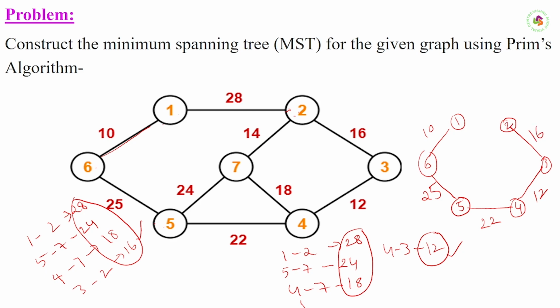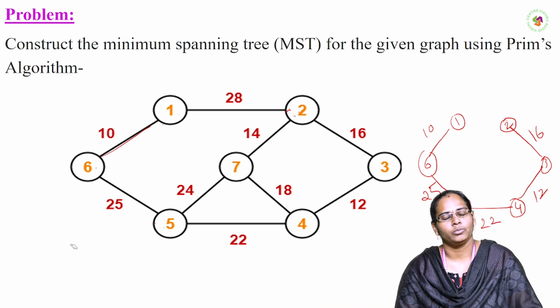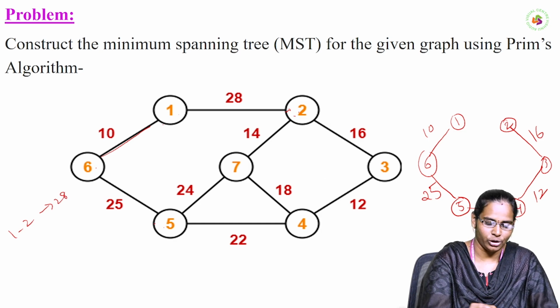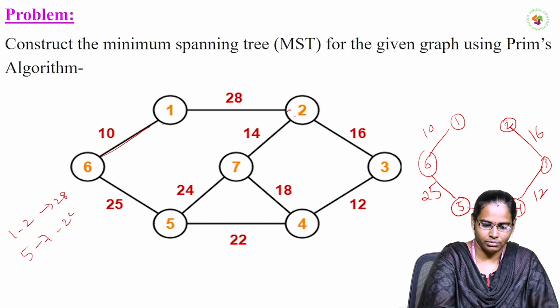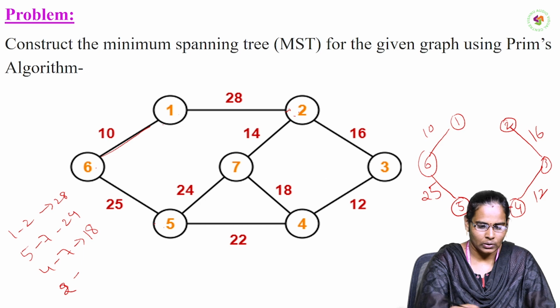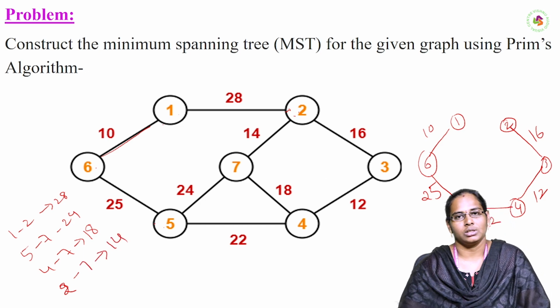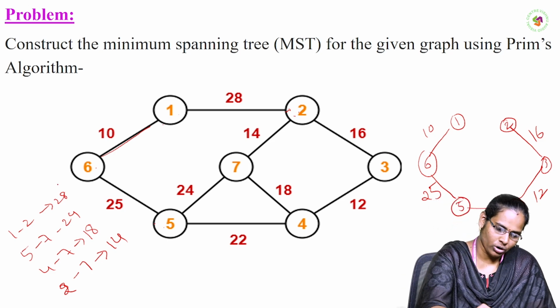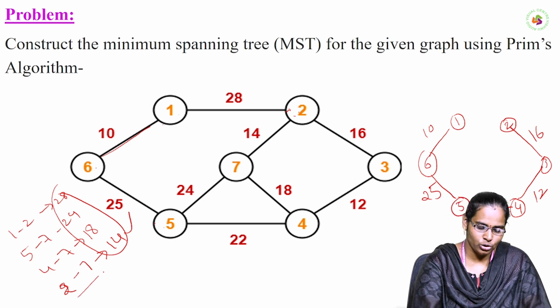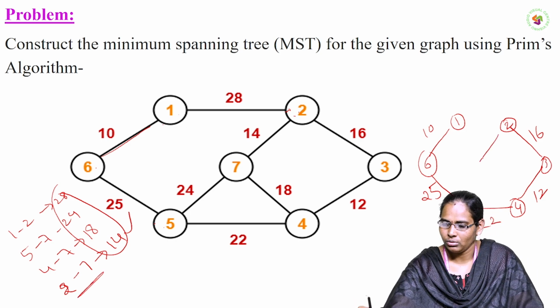Now again we follow the same. Yes. Now again 1 to 2 with 28. 6 completed. 5 to 7 with 24. Again 4 to 7 with 18. Okay. Then 2 to 1 already noted here, 28. 2 to 7, yes, 2 to 7, 14 is there. Now among all these, you have to select the minimum weight, that is 14 with 2 and 7. So 2 and 7, you have to write that edge with 14.